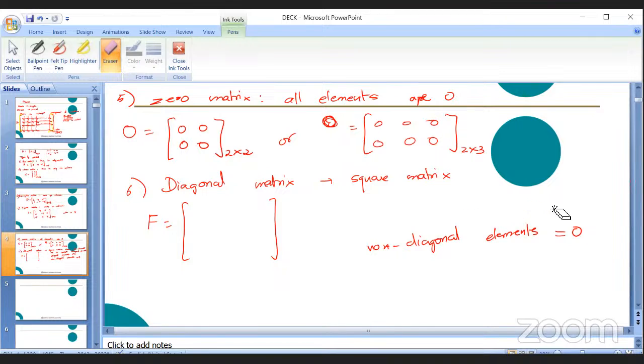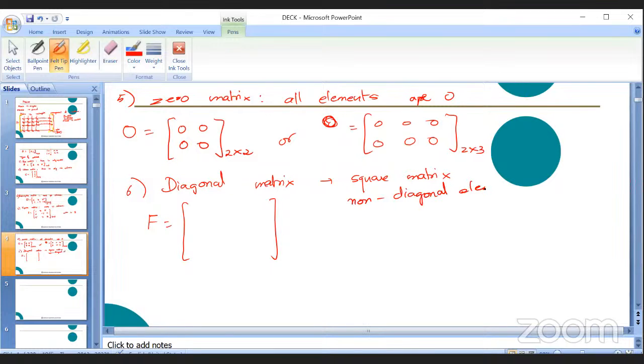Instead of saying diagonal elements not 0, you have to say non-diagonal elements are 0. So this is the diagonal: 0, 0, 0, 0, 0, 0. Here 4, it can be 1, it can be 0 also. That's why I did not comment on diagonal. Diagonal elements may be 0 or may not be 0.